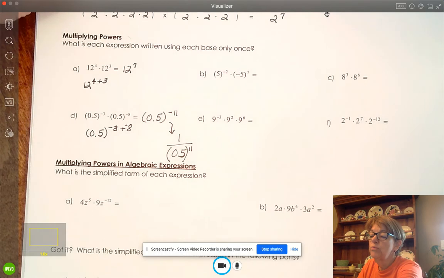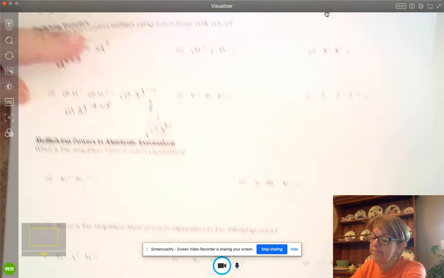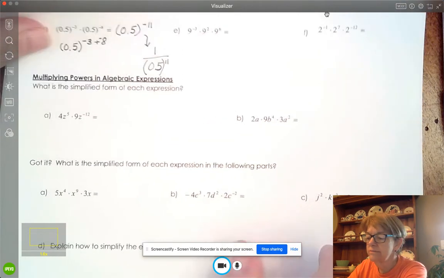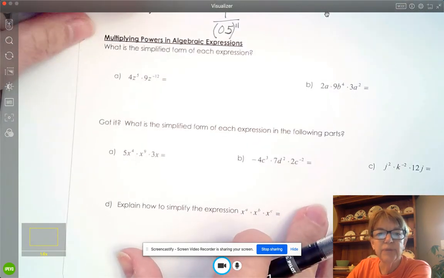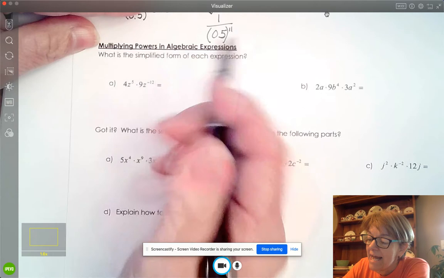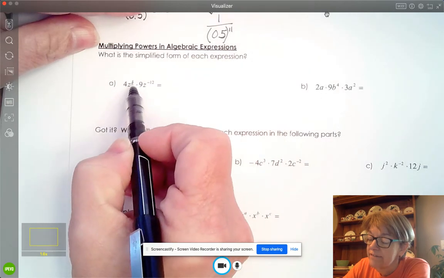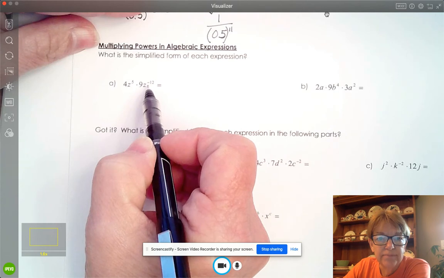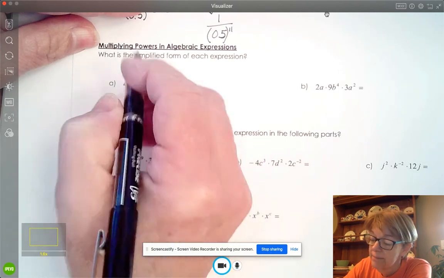I'm going to do one more example for you right here. We have multiplying powers that are in an algebraic expression. I have 4z to the 5th power, 9z to the negative 12th power. So let's see what this is going to be.